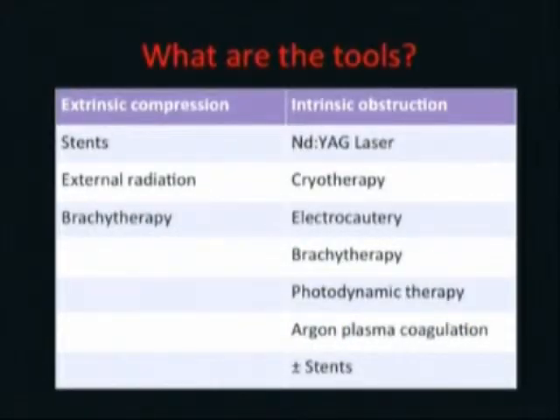So what are the tools? Two types, extrinsic compression or intrinsic compression. If you are dealing with extrinsic compression, you can have stents, external radiation, brachytherapy, or radiofrequency. For intrinsic obstruction, you have different tools: Nd:YAG laser, cryotherapy, electrocautery, brachytherapy, photodynamic therapy, APC plus or minus stents. And we'll deal with laser, with cryo today, with electrocautery, with APC and stents.